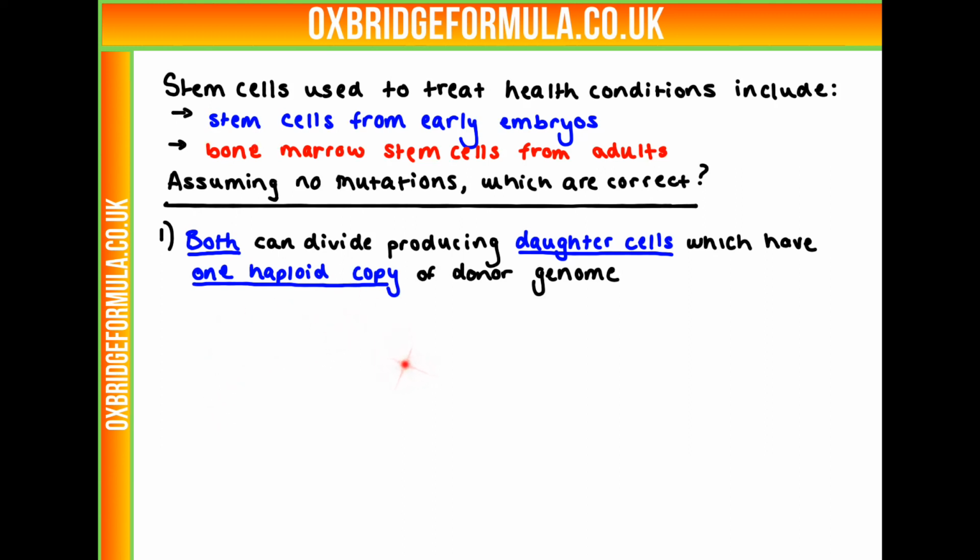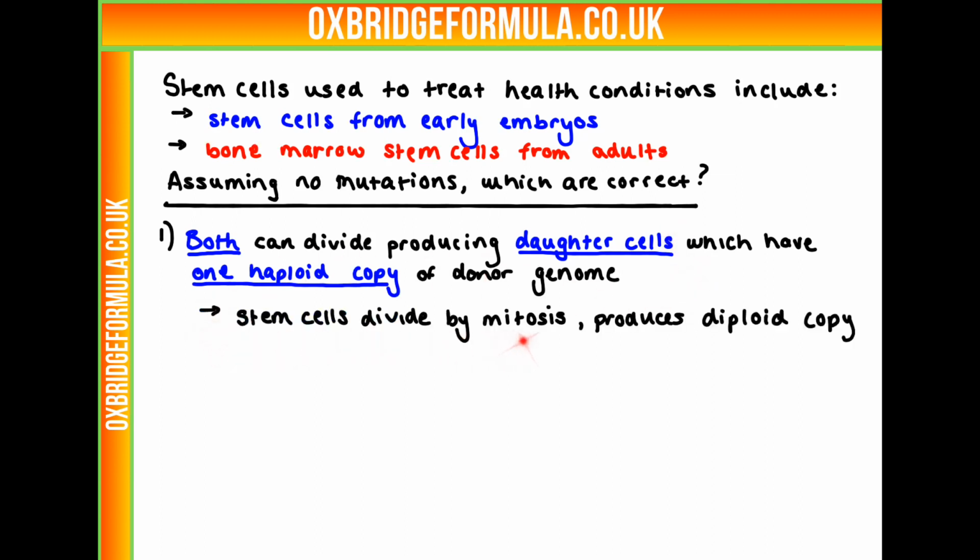Now, what type of division process do stem cells go under, and what type of daughter cells will they produce? Well, both of these are going to divide by mitosis, producing a diploid copy, so that has the full set of genome. So we know that this first statement is false.